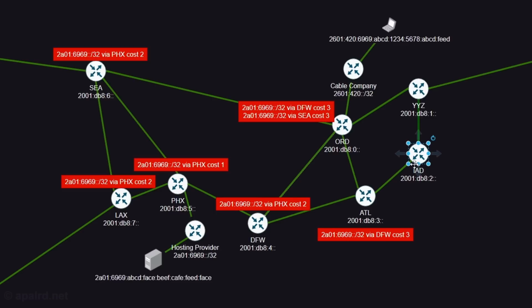So in here at IAD, that's going to be a cost 4 route. And then YYZ, we have some options. So we could have a 5 cost route via IAD, or we could have a 4 cost route via ORD. So in this case, the fastest way is to go via ORD. And that's a cost 4 route as well.